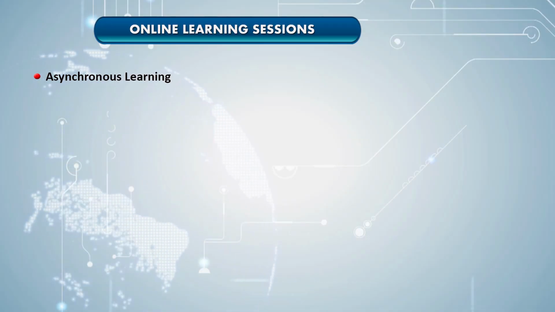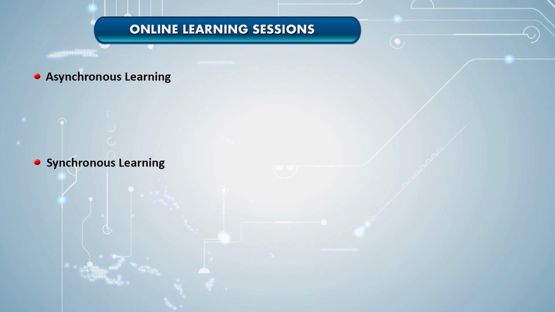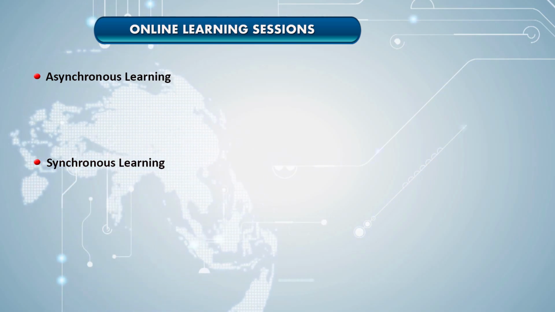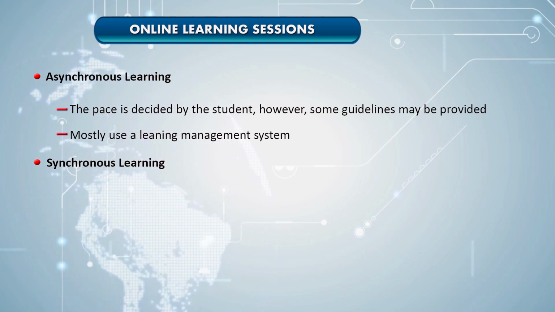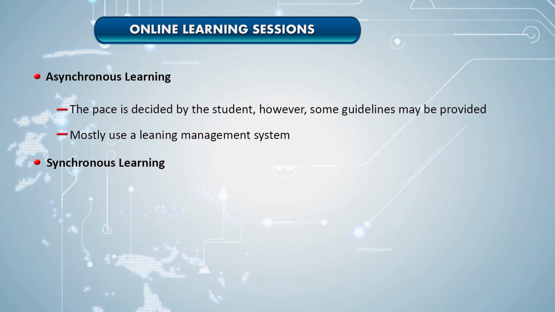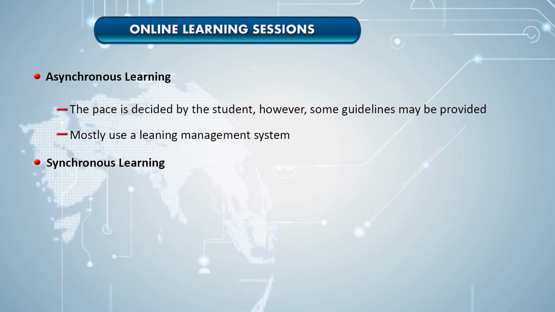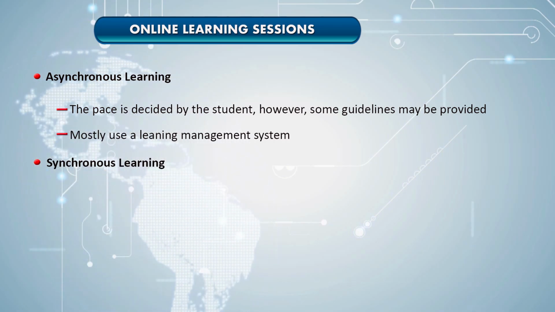Well, when we talk about e-learning, there are two basic ways of conducting online learning sessions. The first one is asynchronous learning and the second one is synchronous learning. Now, in asynchronous learning, the pace is decided by the student. However, some guidelines may be provided by the teachers. So, you are responsible for determining how you are going to proceed with the learning.